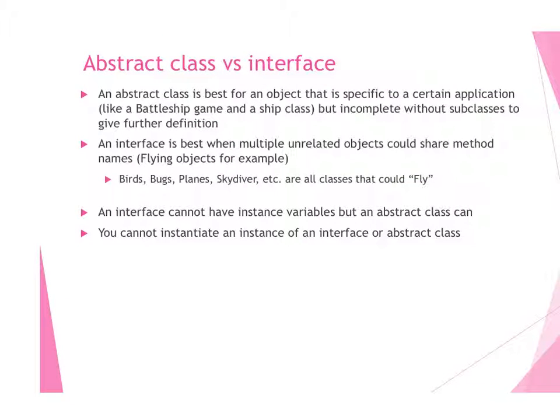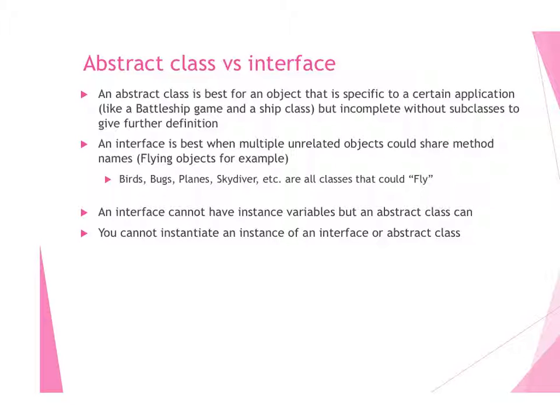All right, last but not least, what is the difference between abstract classes and interfaces? So an abstract class would be best for an object that is specific to a certain application. So for example, if we were doing a battleship game and we had a ship class, but it's incomplete without subclasses to give further definition. So if I said it was just a ship, you might say, well, what kind of ship? How big is it? What does the ship do? Ship might be too vague, but it's a great place to start from. It's a great place to inherit from.